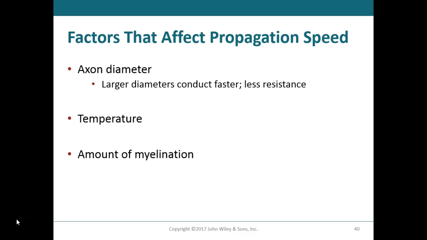Axons propagate action potentials at lower speed when they are cool. That's one of the reasons that you put ice on a painful area, because that localized cooling of a nerve can produce an anesthetic effect because it slows the rate of those action potentials propagating down that axon. And then there's the amount of myelination. Action potentials propagate more rapidly along axons that are myelinated than along unmyelinated axons because of something we call saltatory conduction, which we'll talk about in just a moment.